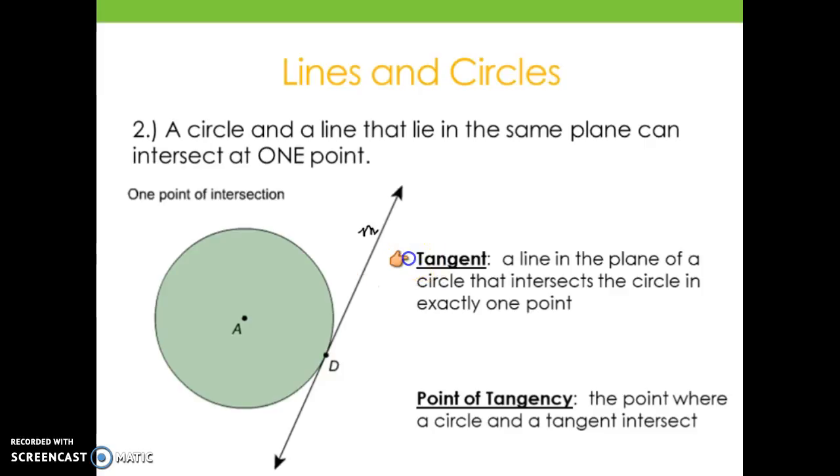A tangent line is a line in a plane of a circle that intersects the circle in exactly 1 point. And in this case, it's point D. We call that point the point of tangency, the point where a circle and a tangent intersect. So we would say that line M is a tangent line to circle A at point D.